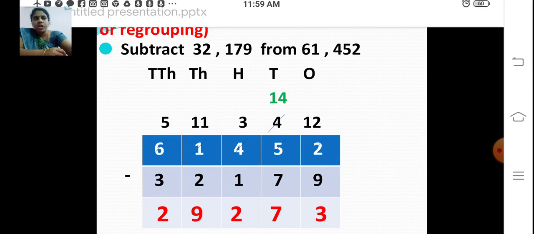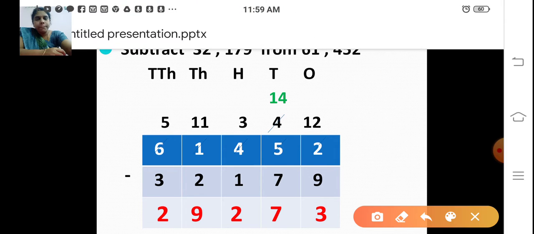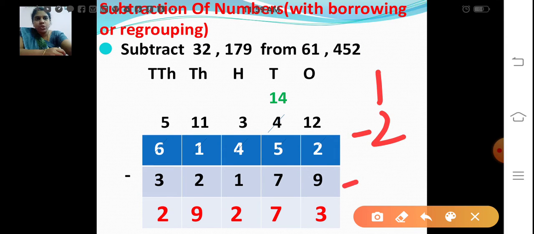Now let's move on to the thousands place. Can you subtract 1 minus 2? That is not possible. So I am going to borrow 1 from the 10,000s place. If I am giving 10,000, I will be having 50,000, right? So I will be having 50,000. I am giving 1 to the thousands place.